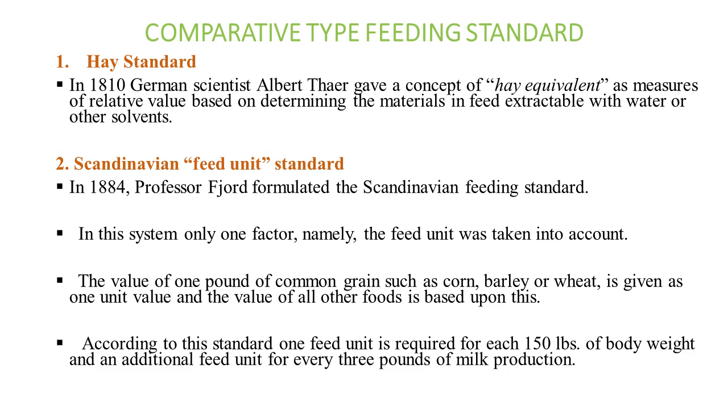2. Scandinavian Feed Unit Standard. In 1884, Professor Fjord formulated the Scandinavian feeding standard. In this system only one factor, namely the feed unit, was taken into account. The value of 1 pound of common grains such as corn, barley or wheat is given as 1 unit value, and the value of all other foods is based upon this. According to the standard, 1 feed unit is required for each 150 pounds of body weight and an additional feed unit for every 3 pounds of milk production.